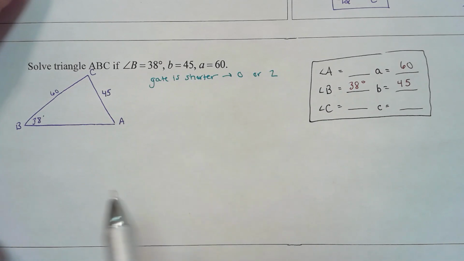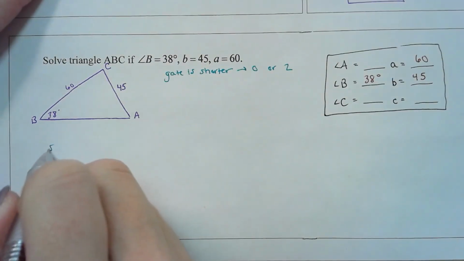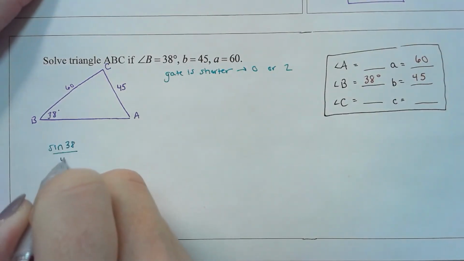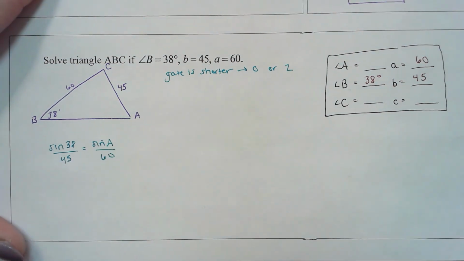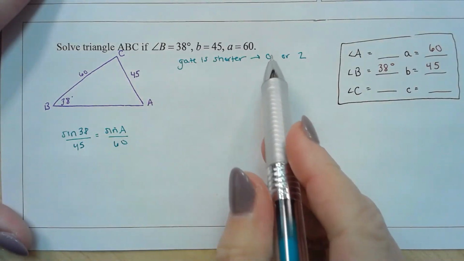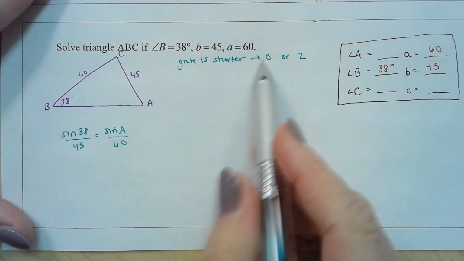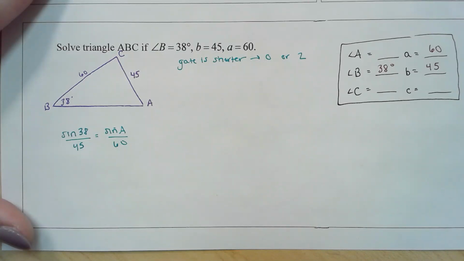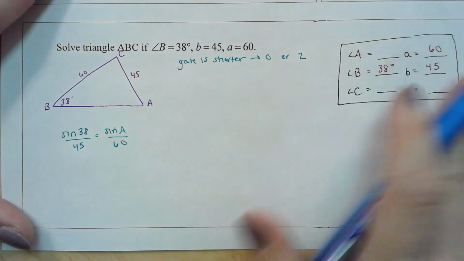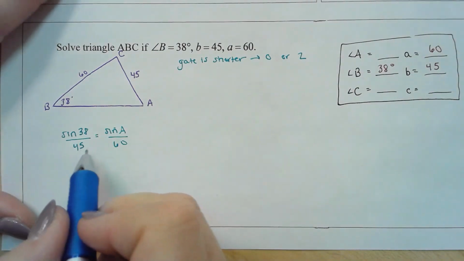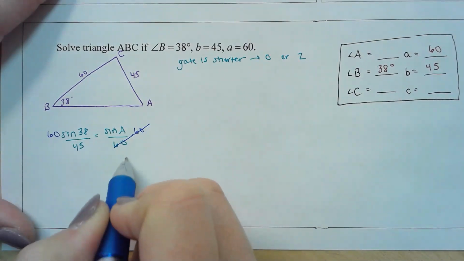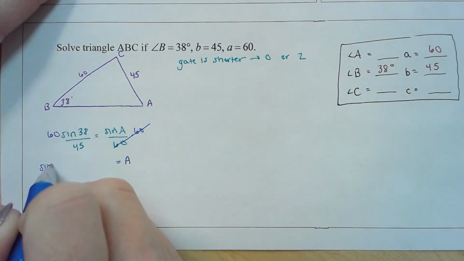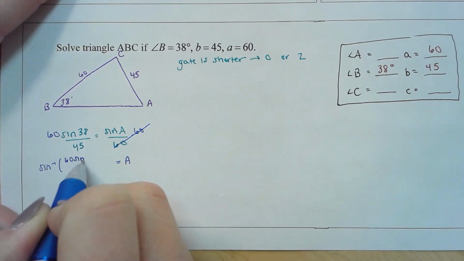So I'm going to come down here and start doing the math. The sine of 38 over 45 equals the sine of A over 60. Again, if my calculator gives me an error, that means no triangle exists, the gate is too short. If our calculator gives us an answer, that means we have two triangles, and then we'll talk about what we're going to do next. All right, so let's move that 60 to the other side, and then we'll take the inverse sine of the left side.